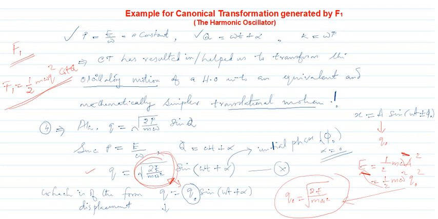Next, a pictorial representation. I told you that the physics is not lost. This is exactly what you have to remember: the physics of the problem, meaning the physical reality of the problem, is preserved.